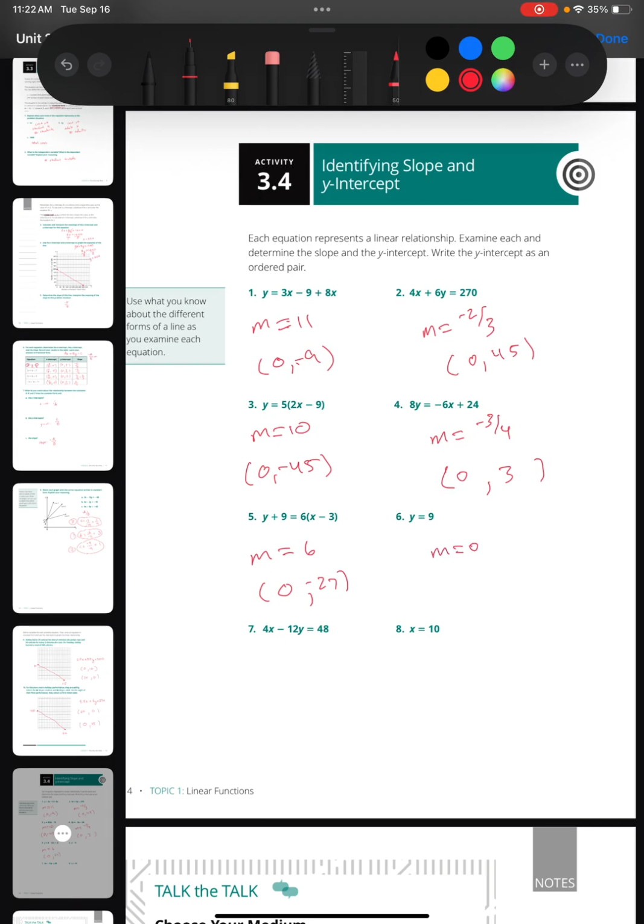Number 6, you got a horizontal line. That's a slope of 0. There's no x, just a y. So your y-intercept is 9. 7 should have a slope of 1/3 and a y-intercept of -4. 8, we should have had a slope that's undefined because it's a vertical line. There's only an x, there's no y, which means there's no y-intercept.